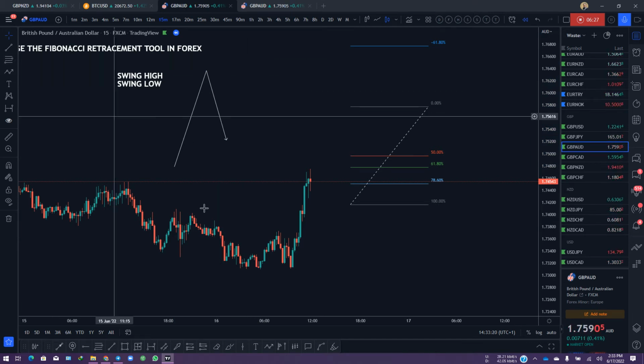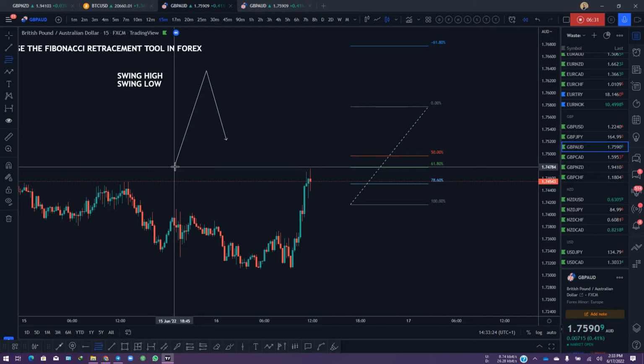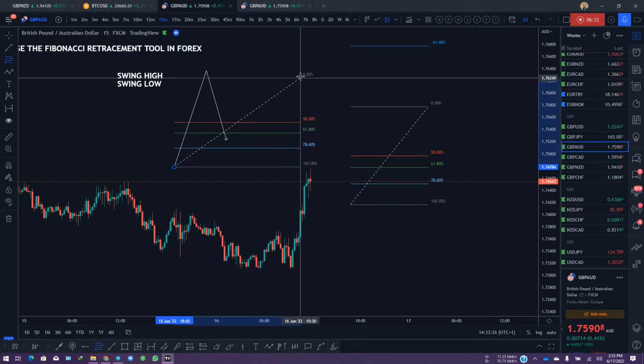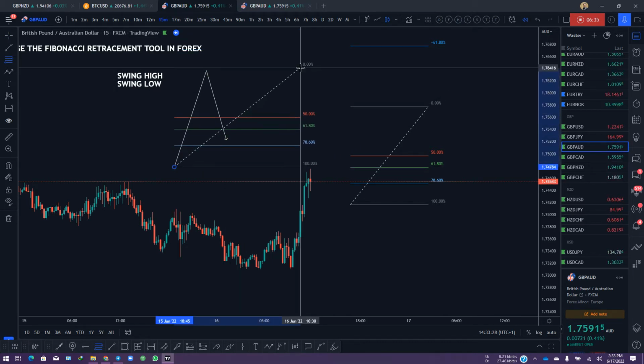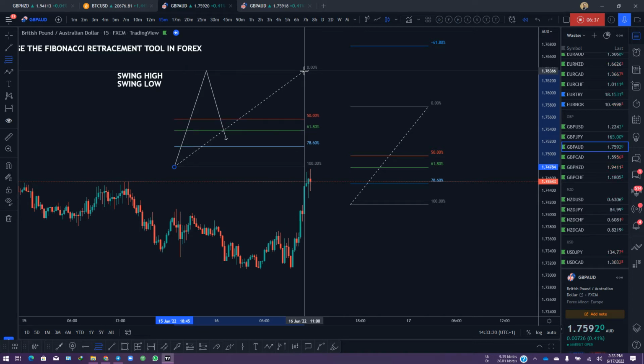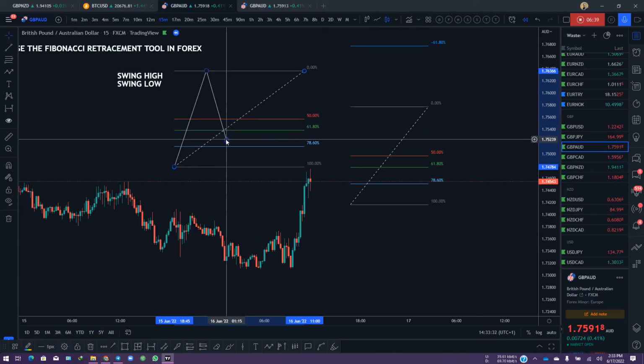So let's look at that now. I'm going to draw the Fibonacci on this arrow here. Once I draw the Fibonacci like this, from 100% to 0% right here, as you can see on the screen, then you wait for your retracement level.